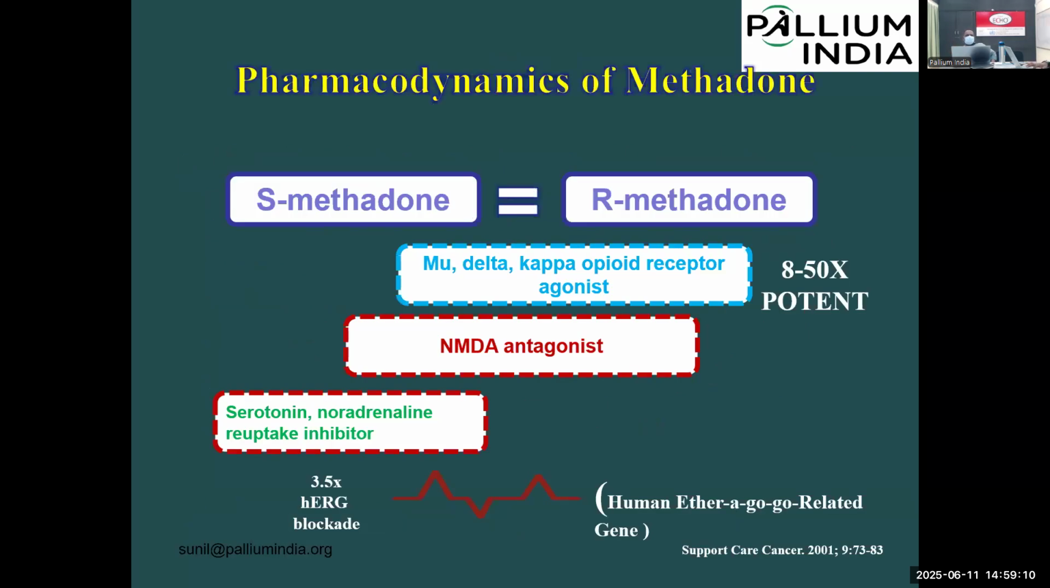Okay. So methadone is different from other opioids. You can see methadone acts on all the opioid receptors, whereas morphine and fentanyl act on mu opioid receptors. And it also acts like an NMDA antagonist. NMDA antagonist means N-methyl D-aspartate antagonist.